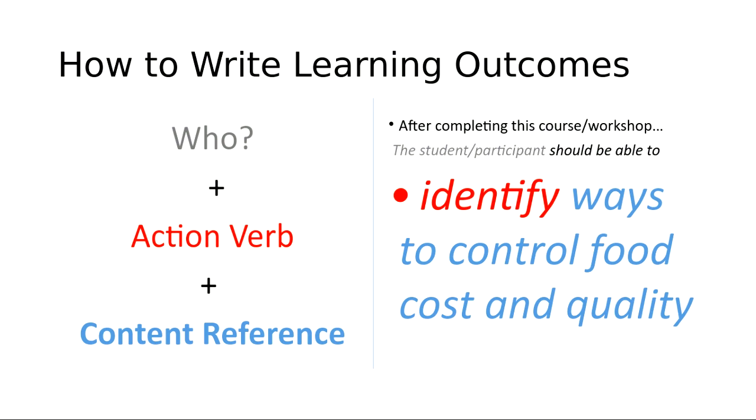So when we look at that objective, we have in our head that the expectation is that the student will be exposed to some kind of content on controlling food costs and quality. And at the end of it, we want to see that they could identify that. So that is a very basic learning outcome, right?